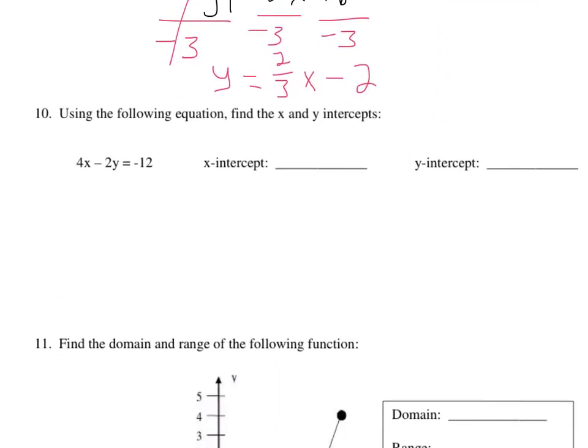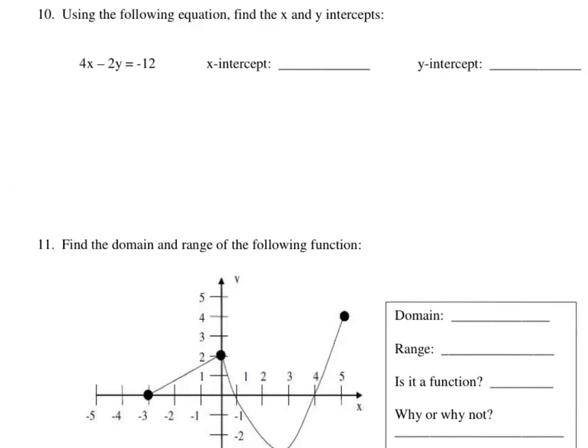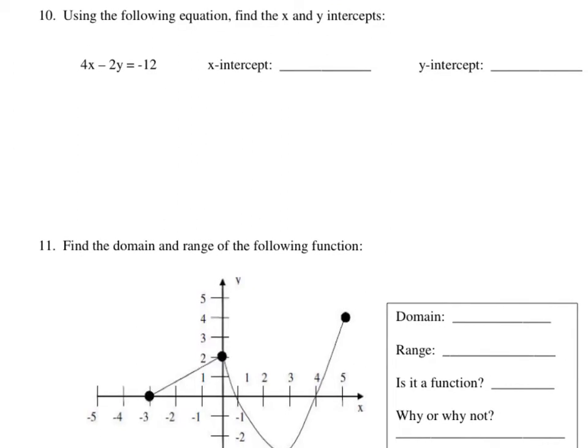Number 10, using the following equation, find the x and y intercepts. So this is kind of what I was talking about on the graph on the problem above. You could have found the x and y intercepts and put those on the graph, and then you could have drawn your line from those 2 points, and that would have been okay. So in this problem, it says find the x and y intercepts. That's all they want us to do.